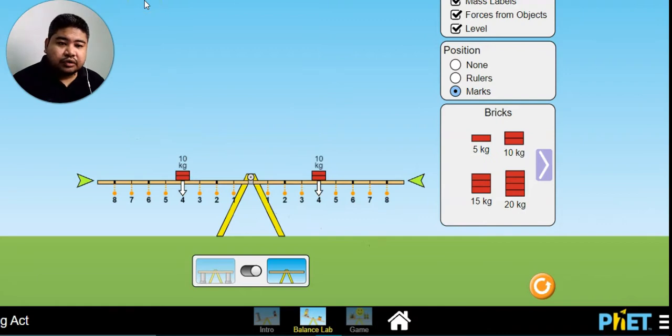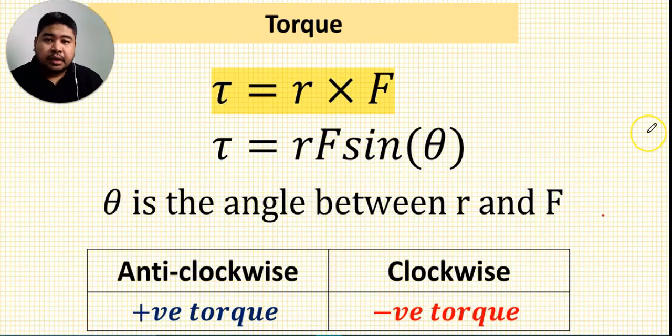Okay, now we are going back to the slides. I hope you can see the sign convention that we use to determine the direction of the torque. If the force that we apply causes the body to rotate anti-clockwise, the torque is positive. And if the force causes the body to rotate in the clockwise direction, we take the torque of the force as negative.